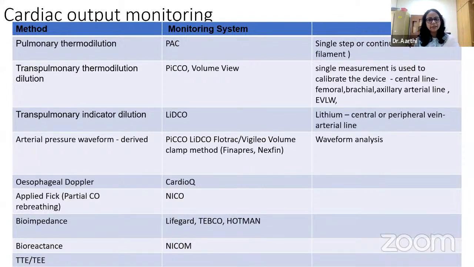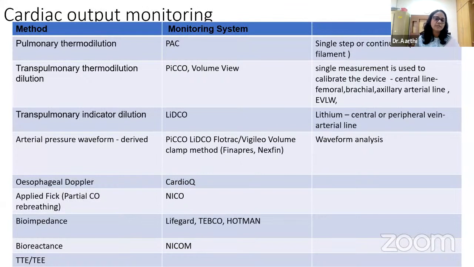They can either use a single measurement or continuous monitoring devices, where it has to be calibrated. For PiCCO or VolumeView, one needs to have a central access and also arterial access, either in the femoral, brachial, or axillary arterial lines. This transpulmonary thermodilution technique, measured using PiCCO or VolumeView devices, also measures what we call extravascular lung water, which is a very important monitor in assessing the risk of a patient developing pulmonary edema.